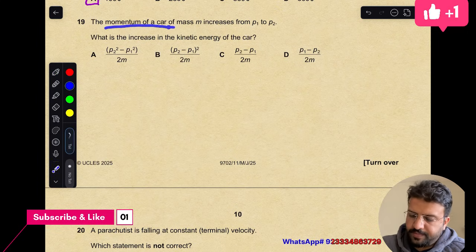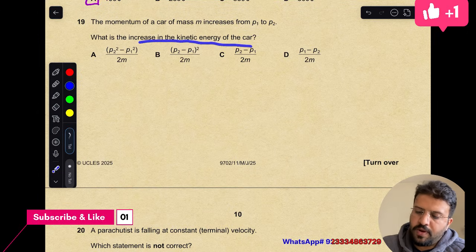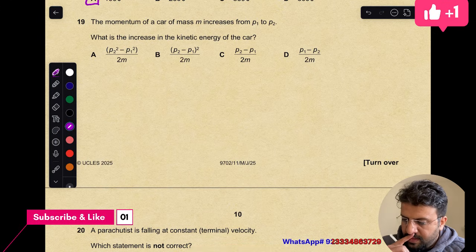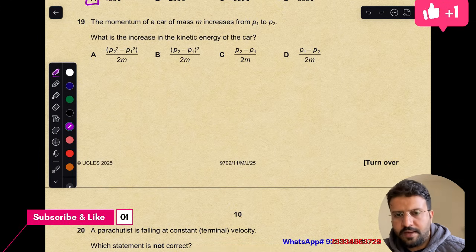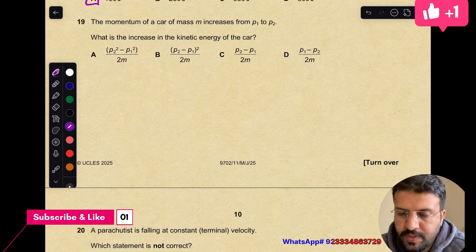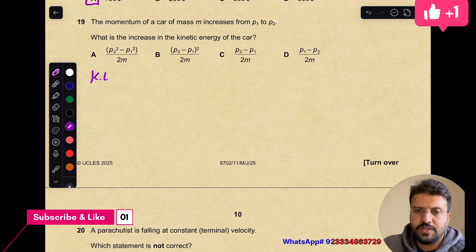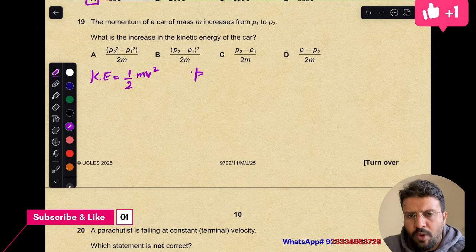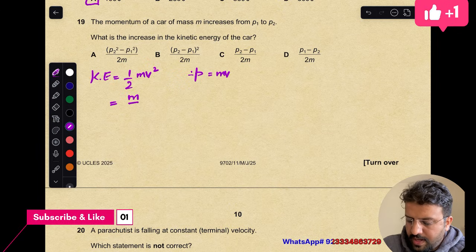Okay, so in the next question, the momentum of a car of mass m increases from P1 to P2. What is the increase in the kinetic energy of the car? Okay, so you have to tell the kinetic energy of the car, but the options are given in terms of momentum. So first you need to understand the relation between kinetic energy and momentum. We know kinetic energy is equal to half mv square. To change this into the form of momentum, we know momentum is mv. Okay, so what I can do is multiply and divide this whole thing by m.